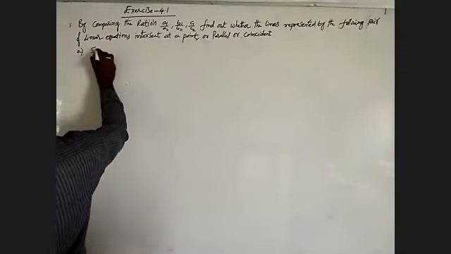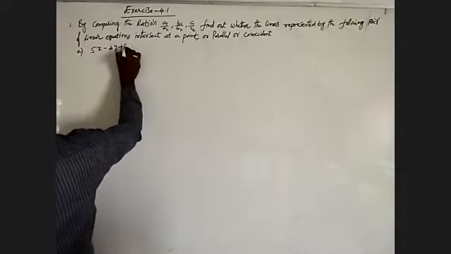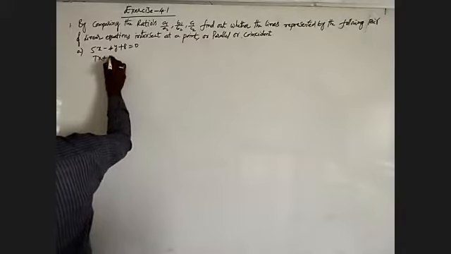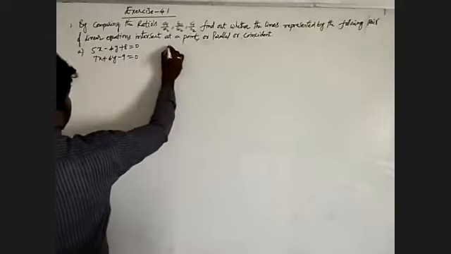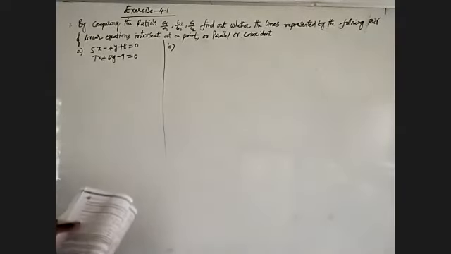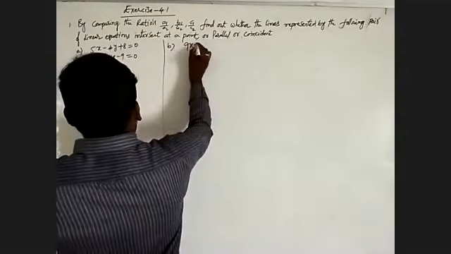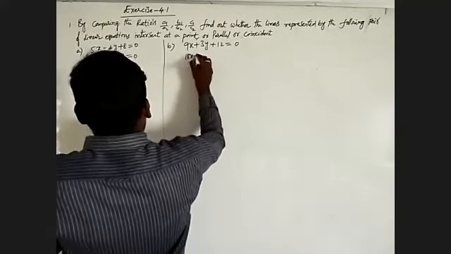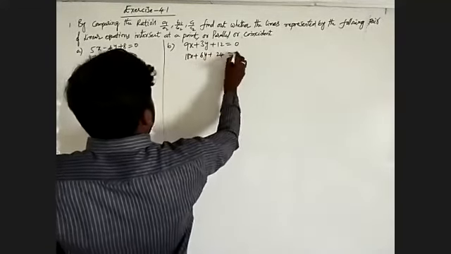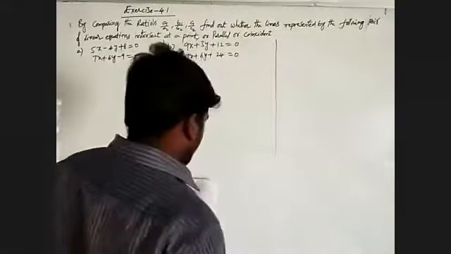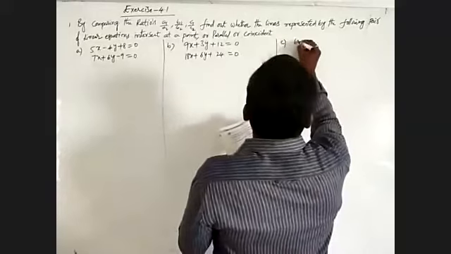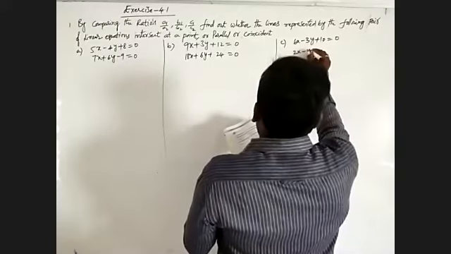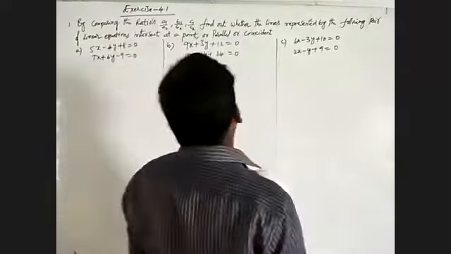First one is 5x minus 4y plus 8 becomes 0. Second one is 7x plus 6y minus 9 becomes 0. After that, the second one is 9x plus 3y plus 12 must be equal to 0, and 18x plus 6y plus 24 is equal to 0. After that, the third one is 6x minus 3y plus 10 must be equal to 0, and 2x minus y plus 9 must be equal to 0.